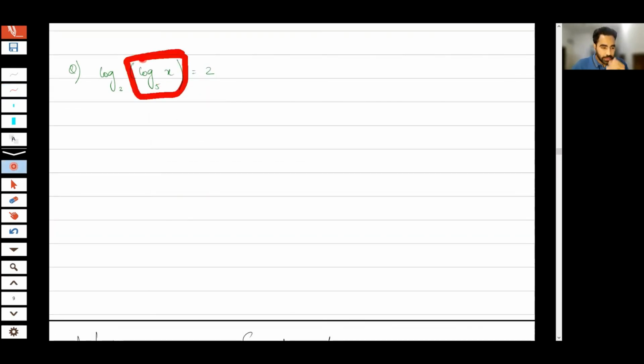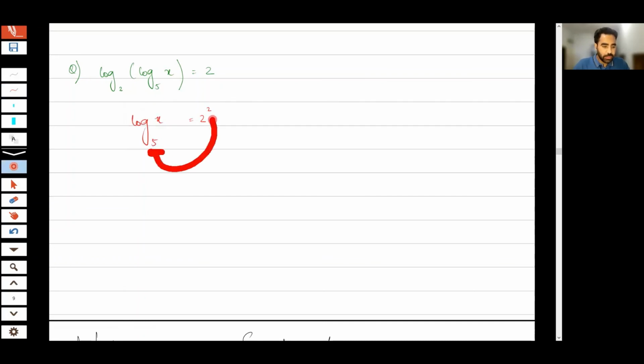Just suppose that this is some number, it's a constant, okay? So what do you do? You would have solved this first. You solve this log first. So this would have become 2 to the power of 2. After the equals sign you will have 2 to the power of 2, and over here you'll be left with log x base 5.